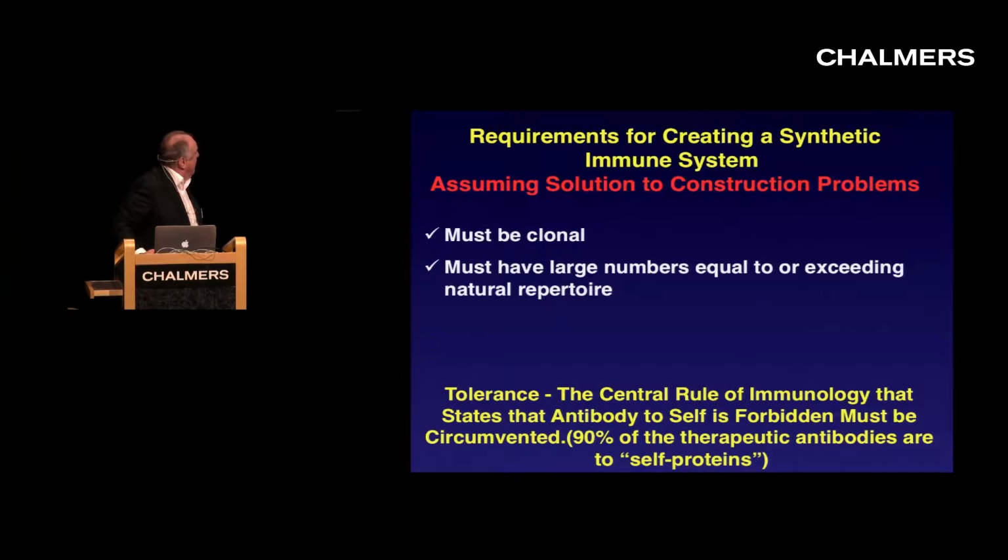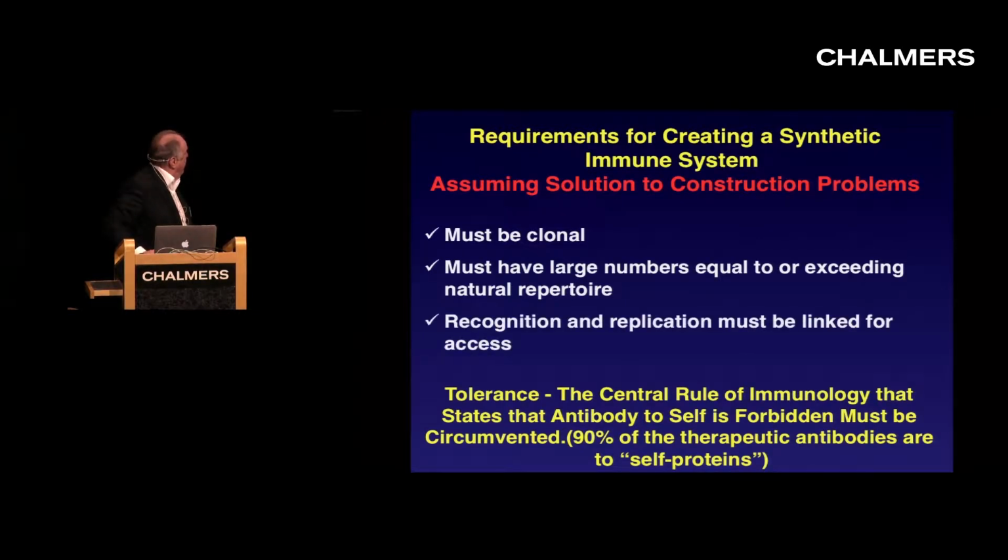You have to have numbers equal to or exceeding the natural repertoire. There's no sense making a system in immunology, immunochemistry that's smaller than what we have, except for access reasons. And so it has to be bigger. And this is the key: one way or another, recognition and replication have to be linked for access.